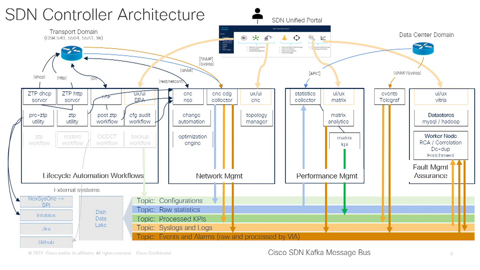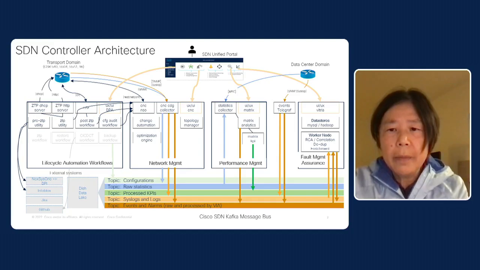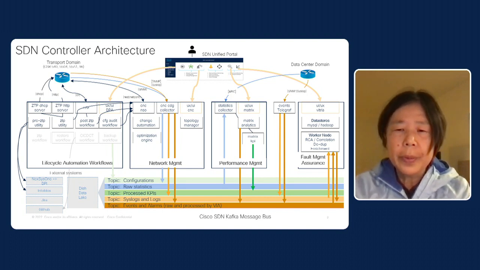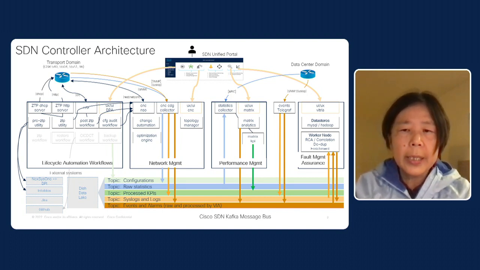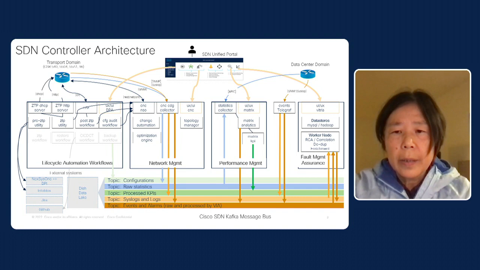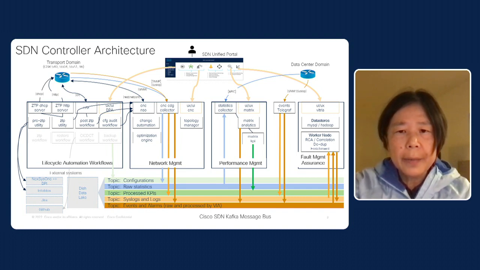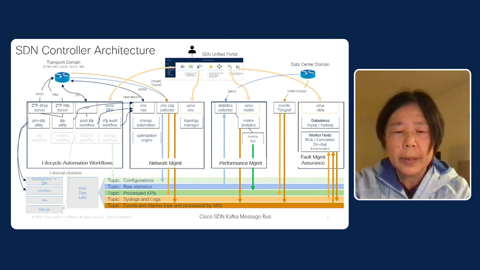In addition to that, you can also see we are getting data from the data center domain and making the statistics available through the dashboard of fault management and performance management. On top, there is a unified portal, and the users or the NOC team from the customer can just access the unified portal, and from the unified portal, you'll be able to see the different UIs from all the components.